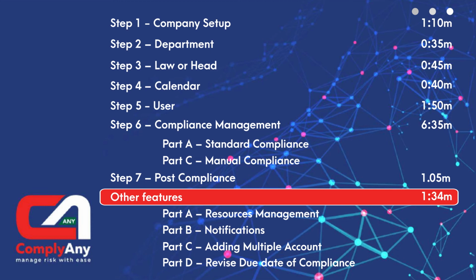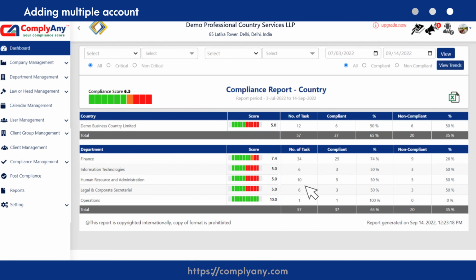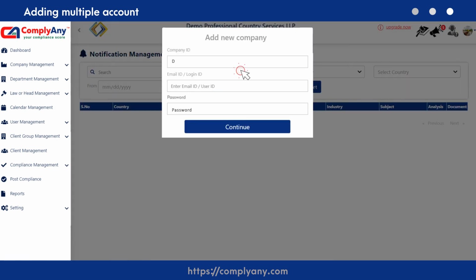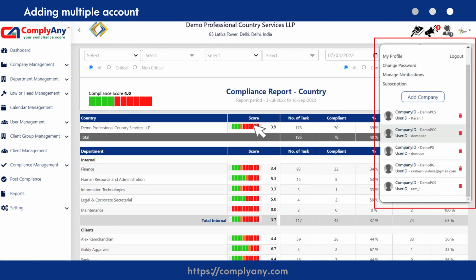Other features. Part C. Adding multiple accounts. If you have multiple subscription plans, maybe for different groups of companies, or one for business and one for personal, you can click the Add Company option. In the pop-up, enter company ID, user ID and password. Now you can switch between these accounts whenever you want to see the other one.